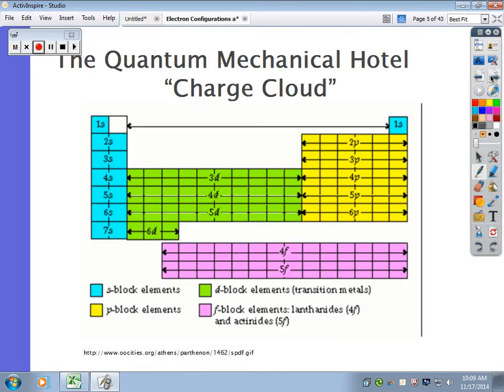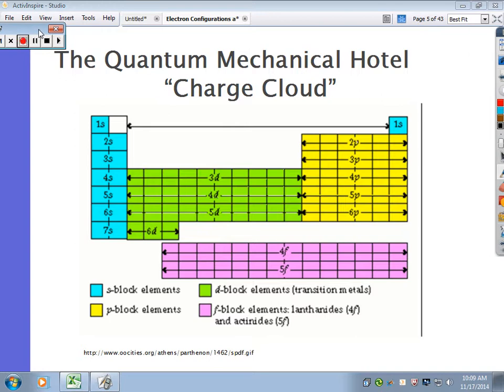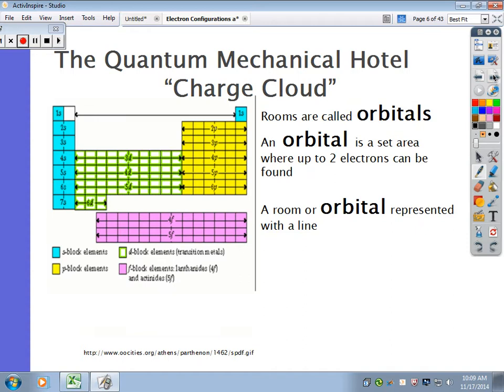So, here we go. We're going to go ahead and use this as a game, like a hotel. So we're going to call this the quantum mechanical hotel, or the current method, the charged cloud model, and they're both nicknames for each other. If you'll notice, you're going to be a clerk, by the way, today, and in this hotel there are different blocks. So let's go ahead and we'll learn the rules to checking electrons into our hotel. First of all, we're going to call rooms in our hotel orbitals. That's a key word that you have to understand and remember.